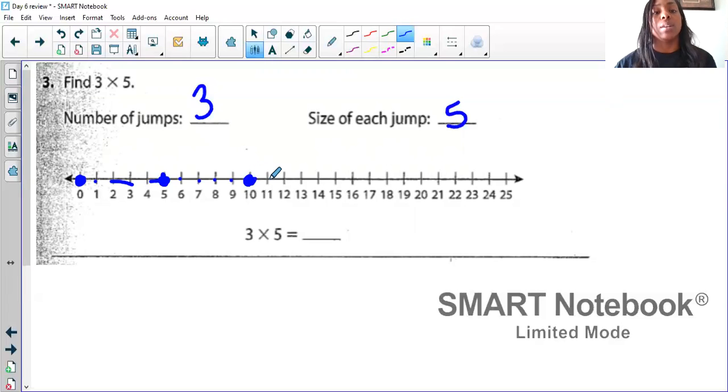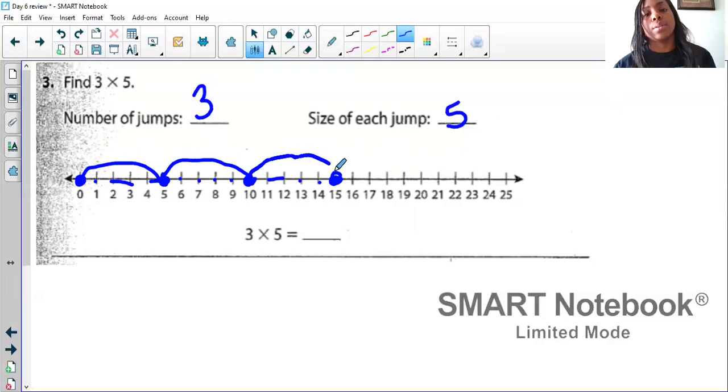And where do I go again? Start at the 11. 1, 2, 3, 4, 5. There we go. Let's see how many jumps that was so far. So we're going to do 1, 2, and 3. So how many jumps did I just take? 3 jumps of 5. All right, so what is 3 times 5? 15.